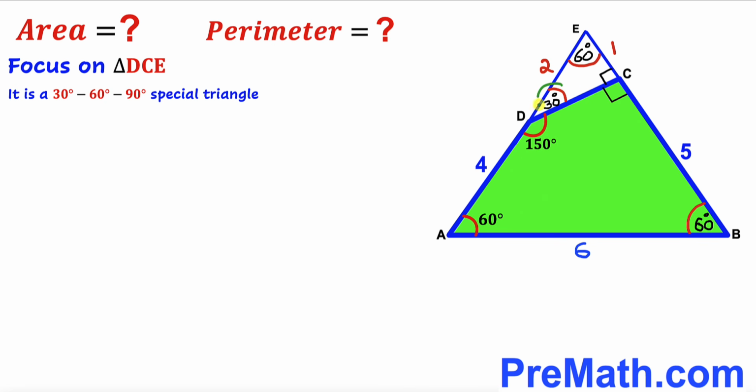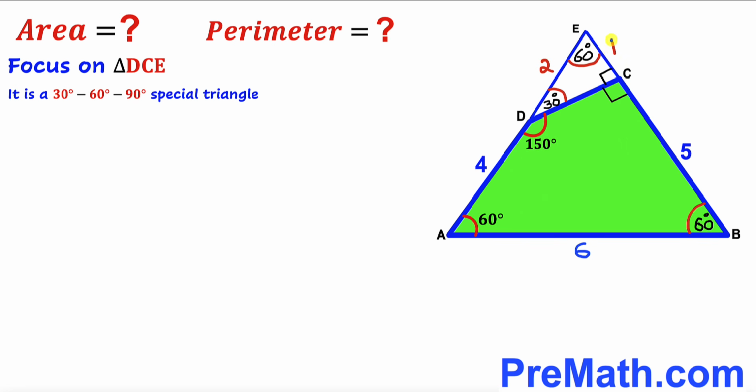Since this angle is 30 degrees, this angle is 60 degrees, this angle is 90 degrees, where this 30 degrees is our smallest angle, 90 degrees is our largest angle. So therefore this side opposite to the smallest angle is going to be our smallest leg, and this side is going to be our longest leg, that is opposite to 90 degrees. So therefore in such kind of special 30, 60, 90 triangle, the longest leg is always twice the smallest leg.